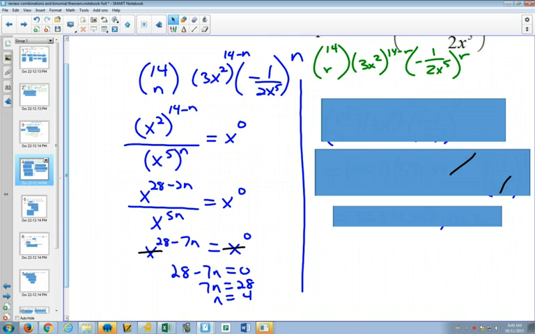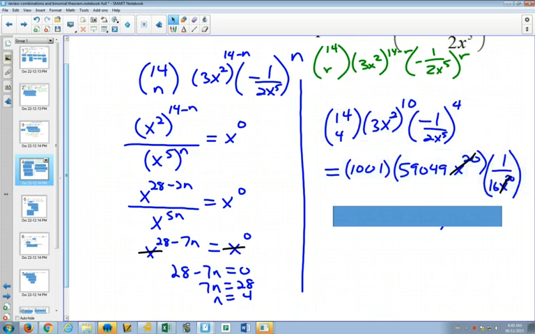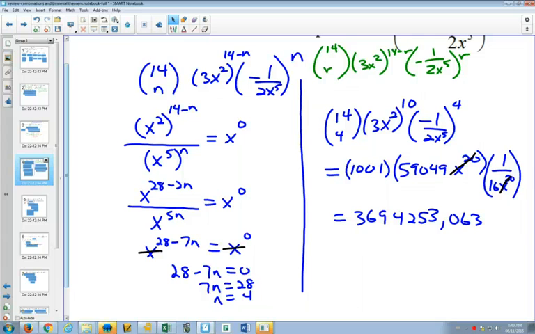All that work just to find out n was 4, to find out it was the fifth term that we're looking for. Now we can plug in n equals 4 and actually find what the constant term is. And one nice thing about once you plug it in, all of your x to the 20s, all of your x's, will cancel out. Then you know, yes, I did find the constant term.